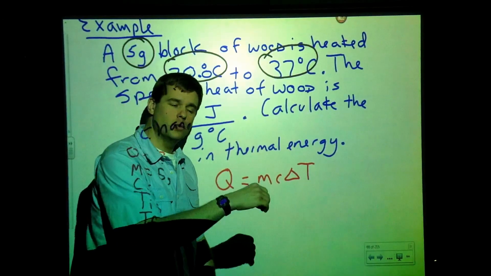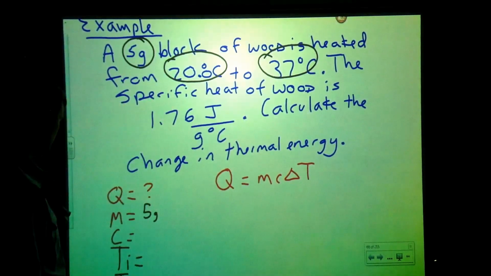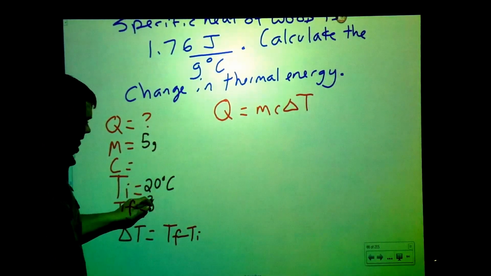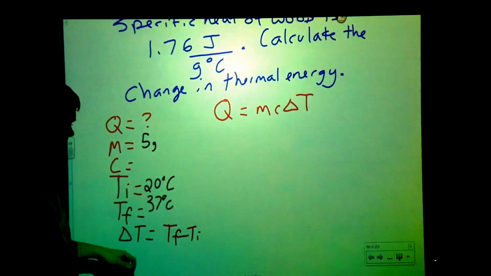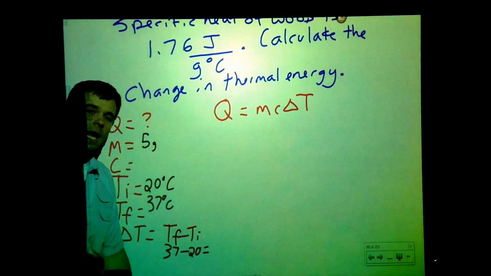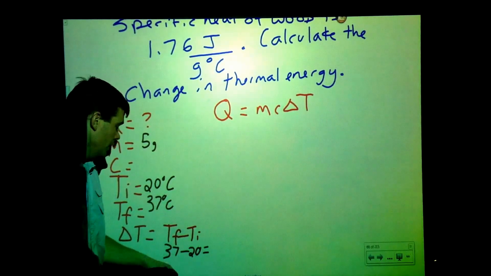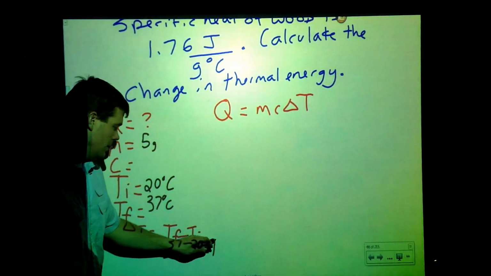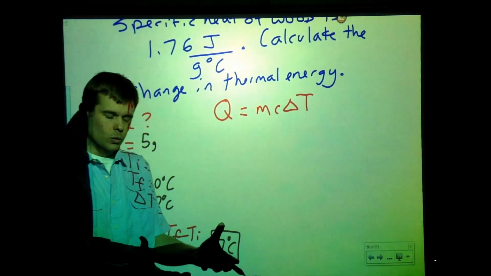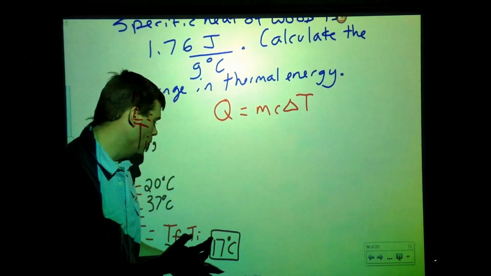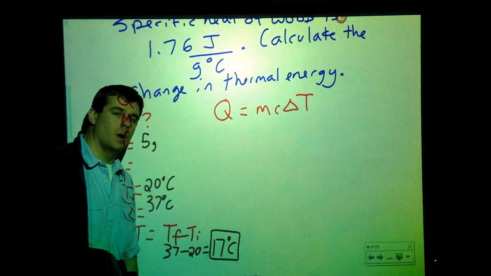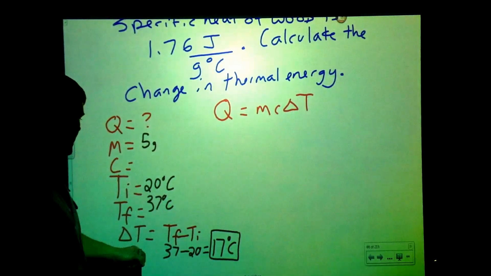I went from 20 degrees up to 37. So my initial was 20 degrees Celsius. My final was 37 degrees Celsius. If I subtract 20 from 37, I end up with a positive number. I end up with 17 degrees Celsius. That means that my block of wood absorbed enough energy that its temperature rose 17 degrees. This is a positive change, and that's what I want in this situation. So great. So I have that.